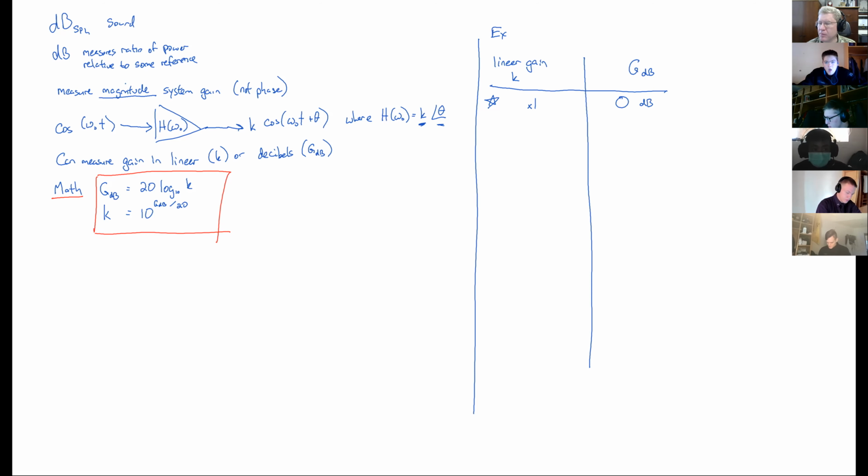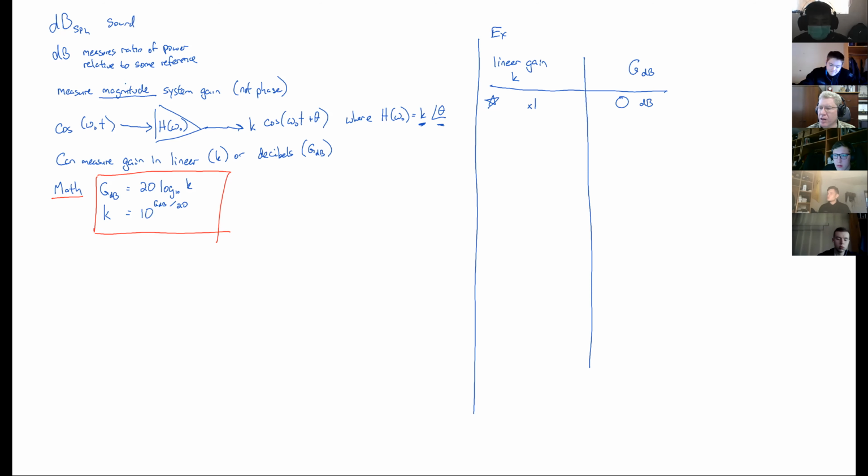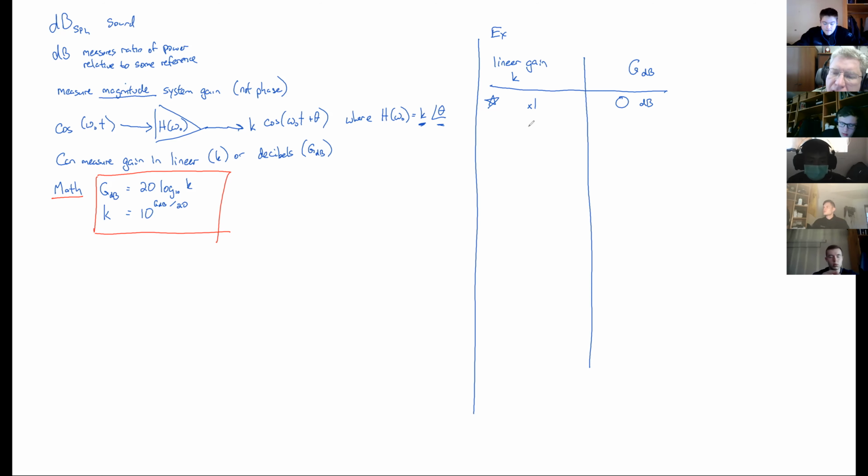What would be a gain of times 10? This is another one that you should just have memorized. A linear gain of 10 corresponds to what value in decibels? Put in 10. Log base 10 of 10 is 1. So what's its gain in decibels? 20? That's right, plus 20. And that's something you should just have memorized.